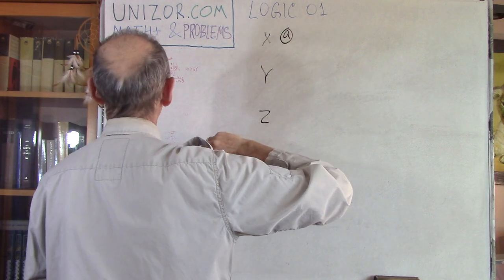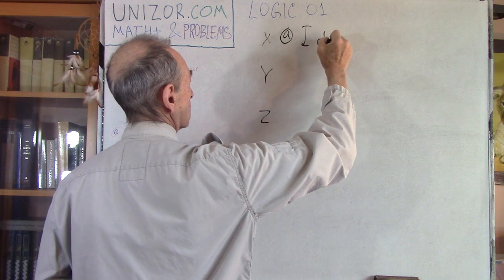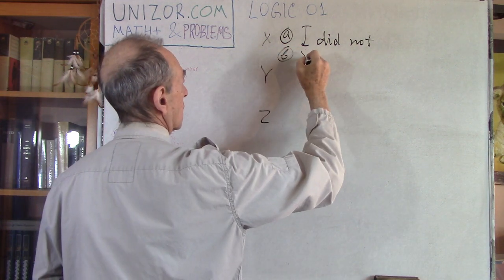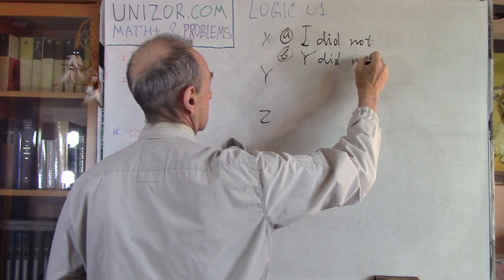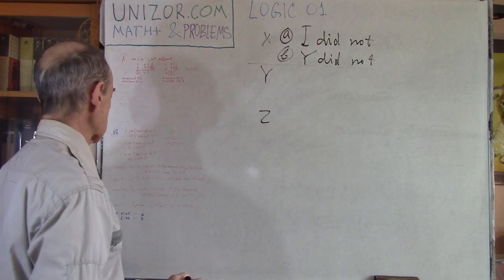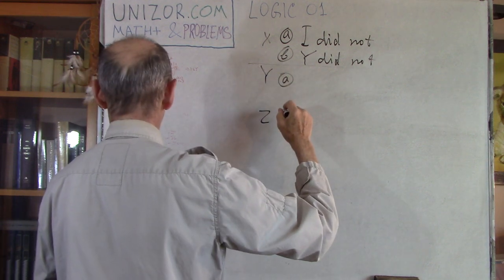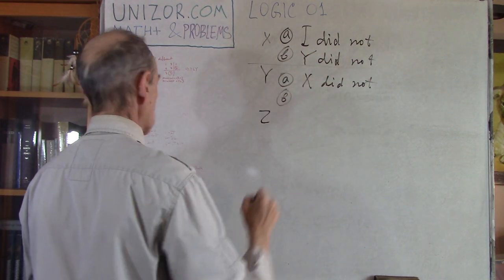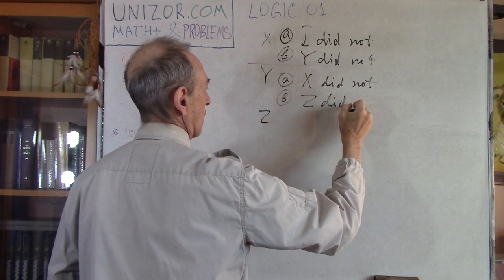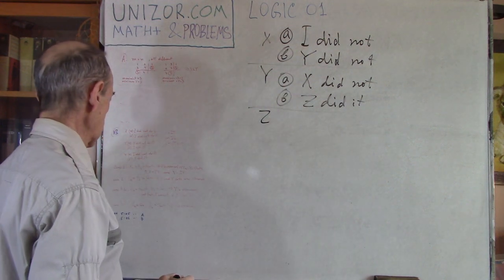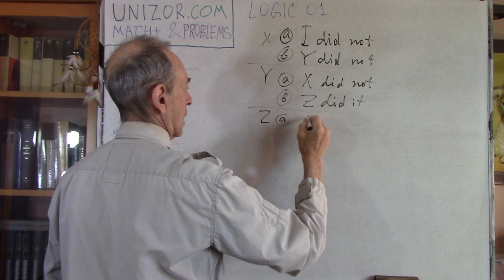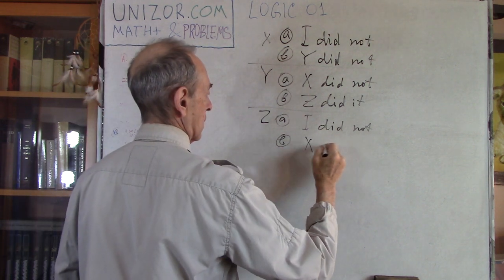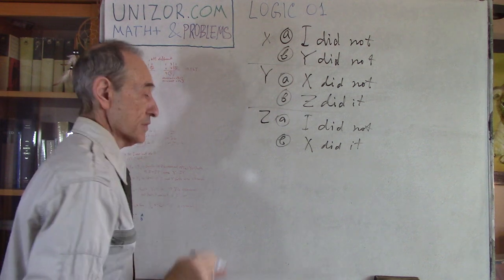X says: I did not, or rather, Y did not do it. Y says: X did not, Z did it. What does Z say? I did not, X did it. Okay. So these are the answers.